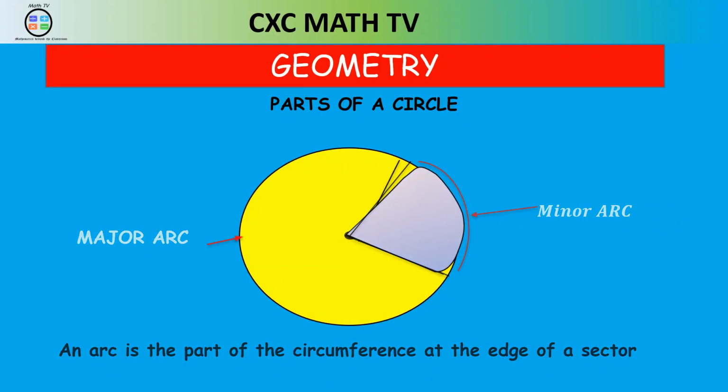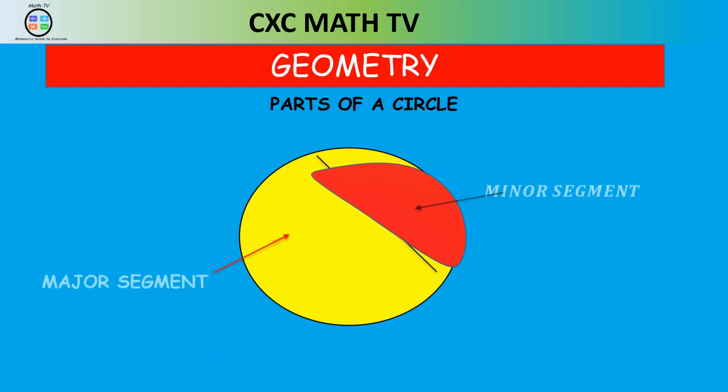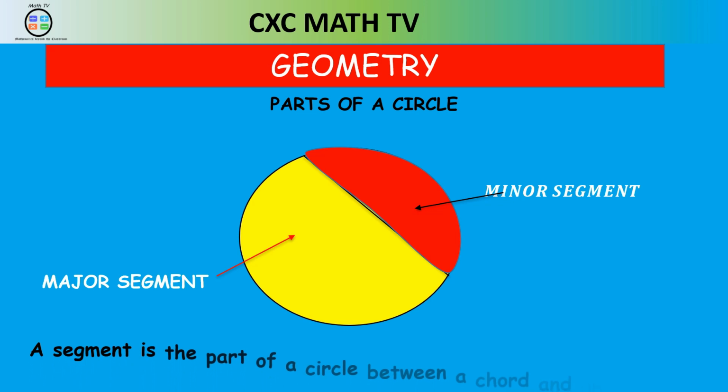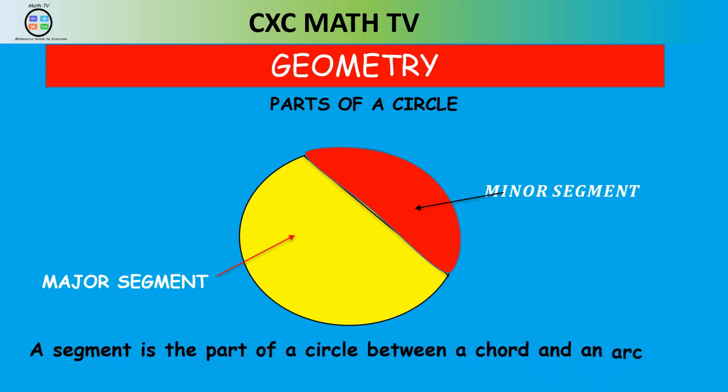Next thing that we have is a segment. If we were to just draw a chord, then we see that the circle is divided into two, the yellow portion and the red portion. The red portion is the minor segment and the yellow portion is the major segment. So the segment is just a part of the circle between a chord and the arc.